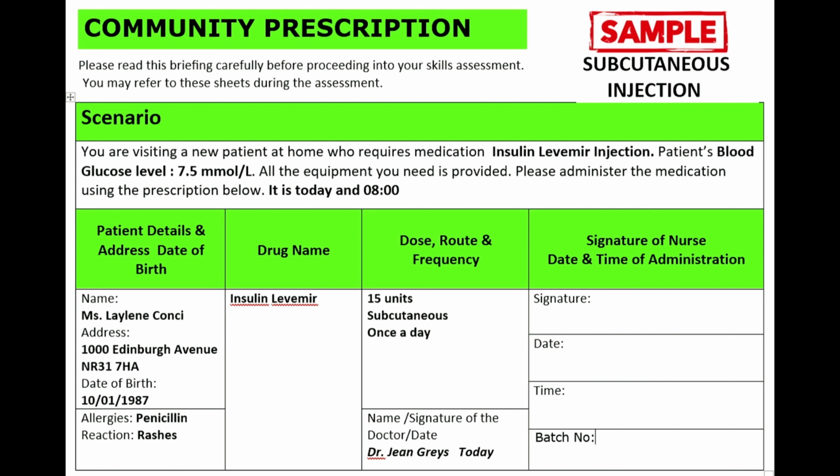She's allergic to penicillin. Her reaction for that is rashes. So the drug name is insulin Levemir. Dose, route, and frequency: she's got 15 units, subcutaneous, once a day. Name and signature of the doctor is there, Dr. Jean Gray, and the date is today.